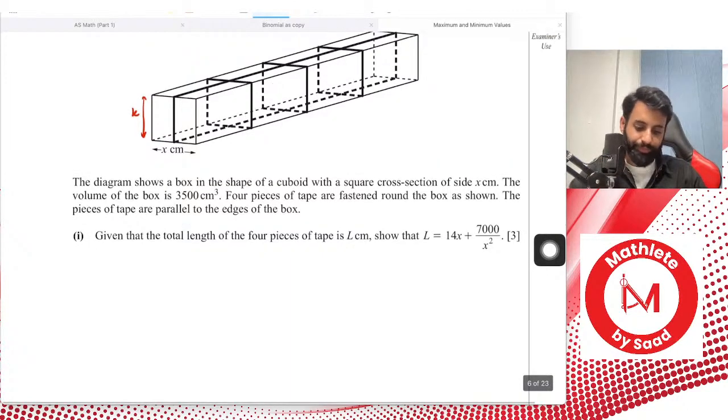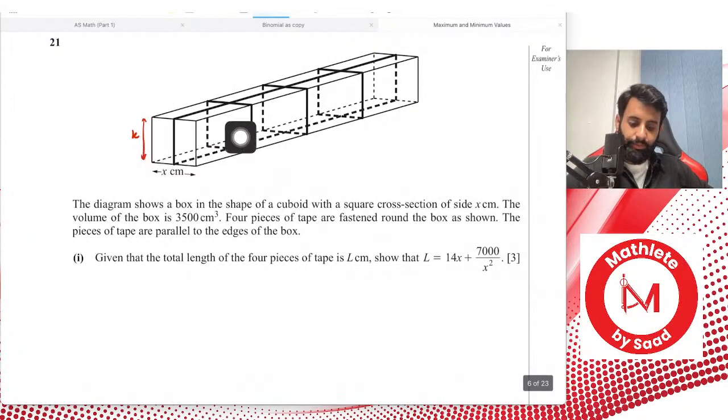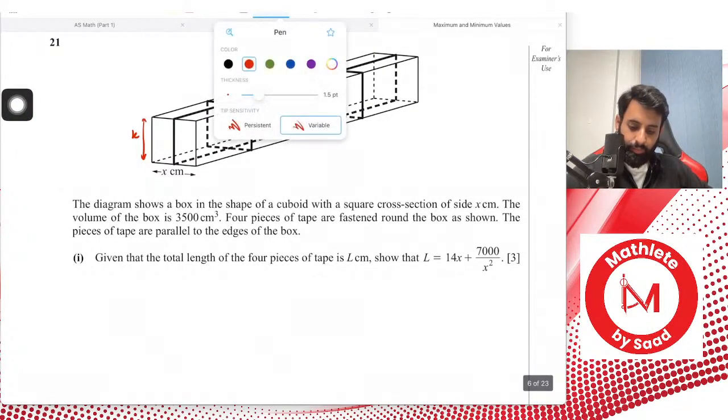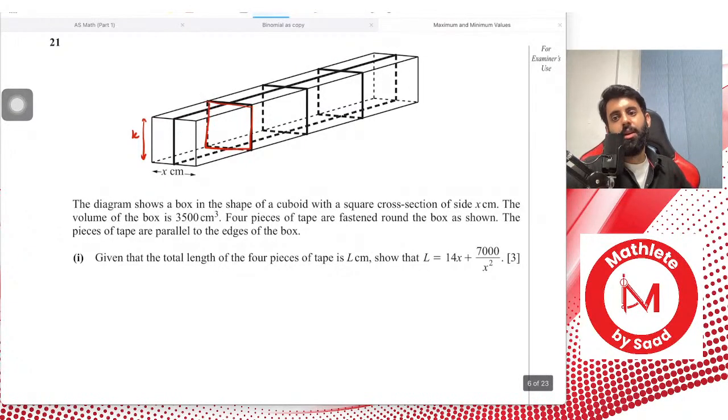Alright, now, so how do you find the length of the 4 pieces? Let's see. Let's start by this piece right here. Okay. This piece. What do you think will be the length of this piece in terms of x?